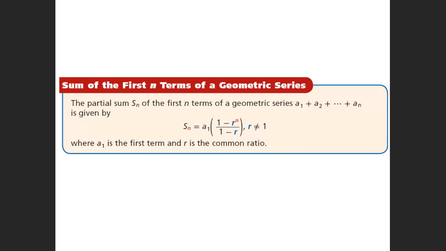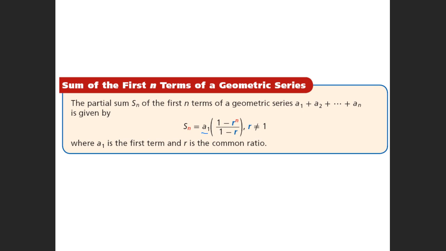Okay, then we're going to find the sum of the first n terms of a geometric series. This is a kind of a weird formula. S of n just means that you're looking for the sum. A sub 1 is the first term. 1 minus r to the n over 1 minus r. So that formula gives you the sum of the first n terms of a sequence.